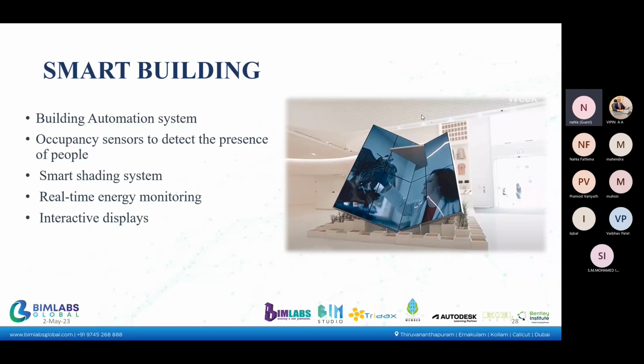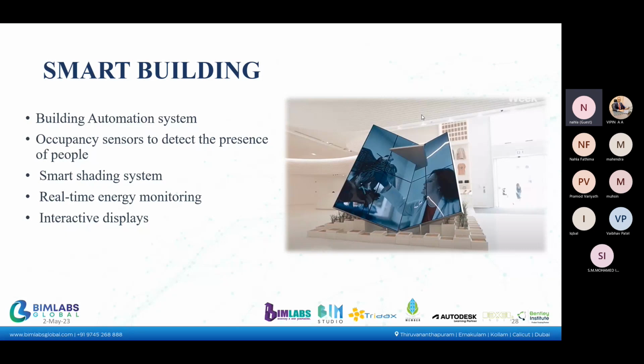Then there were occupancy sensors. These occupancy sensors were incorporated in the building to detect the presence of people. Depending upon the presence of the people, the HVAC system and lighting were controlled, thereby reducing the amount of energy that needed to be consumed.